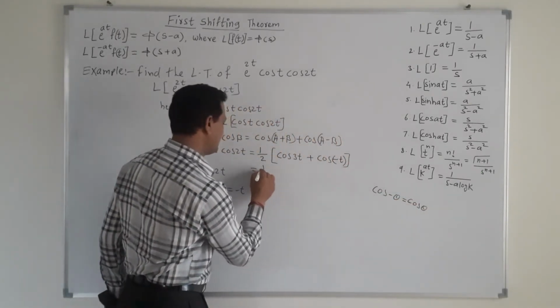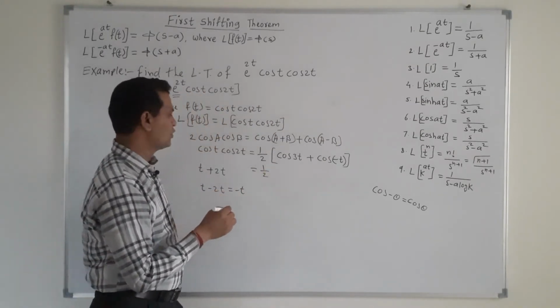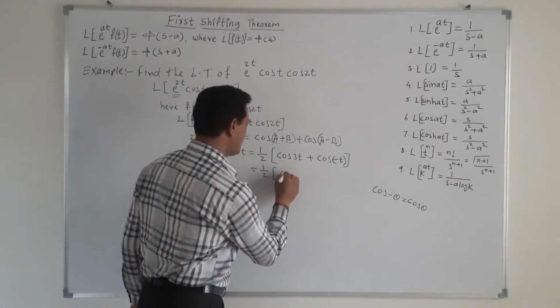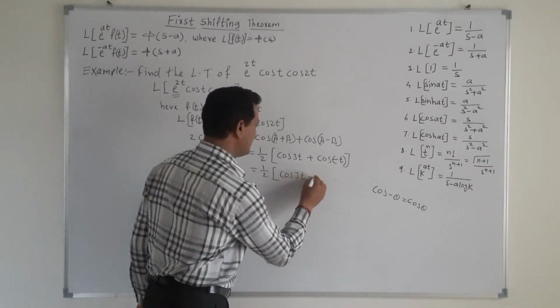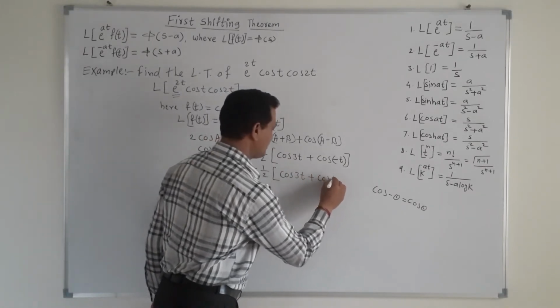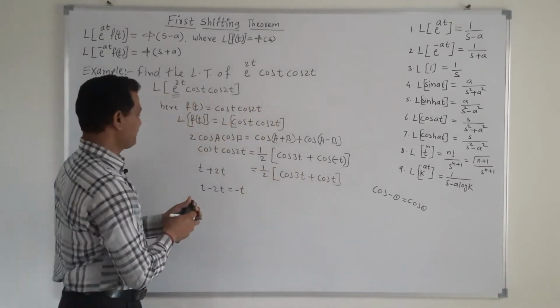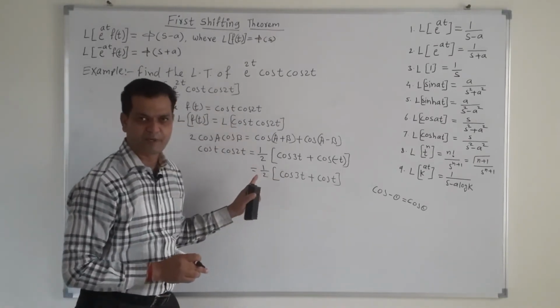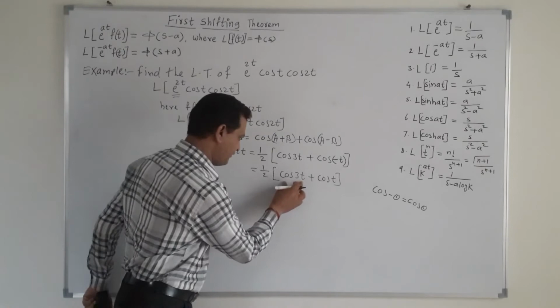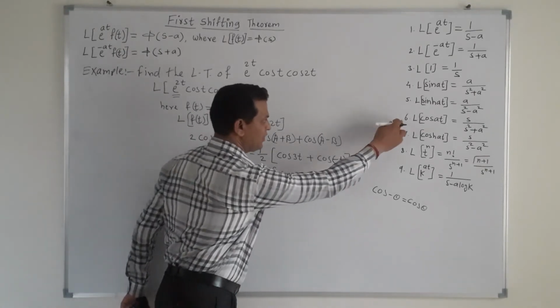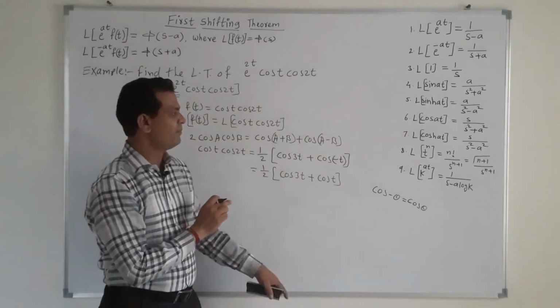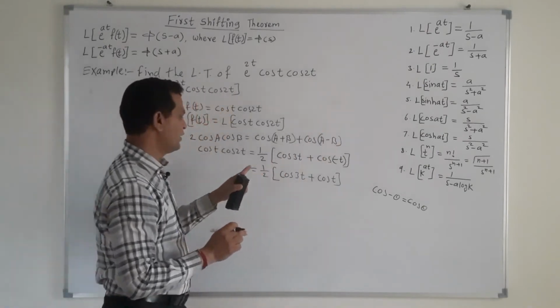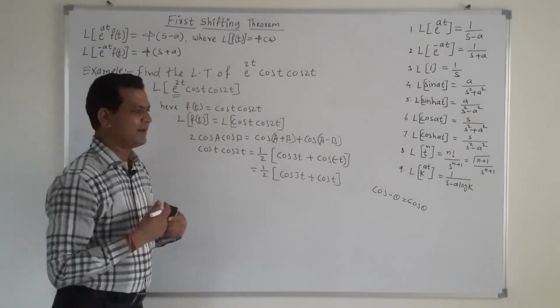So according to this, we can write this as 1 upon 2, then in brackets cos of 3t plus cos of t. That means after applying the standard trigonometric result, we get the first term and the second term, which are now in our standard form, result number 6. Now it is possible for us to apply the Laplace transformation.